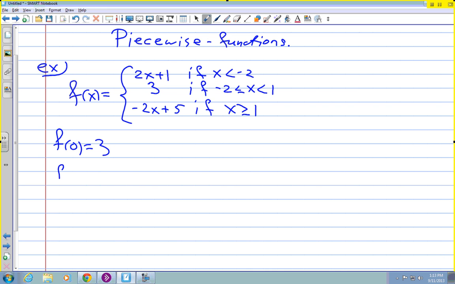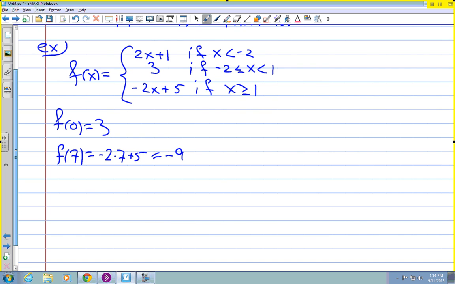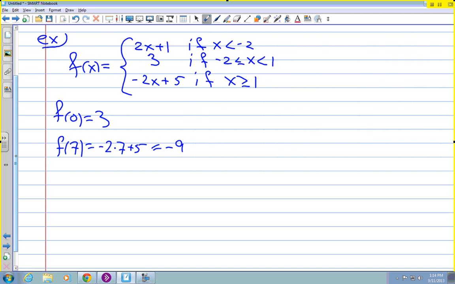If I ask you what is f of 7, then you will go ahead and say, well, x equals 7. It satisfies the third inequality. So therefore, -2x plus 5 is our function. Right? What did you say? Did you say -9? That's what I heard. So here we go. Do you remember that from Monday? Now, I can ask you, can you graph that thing?